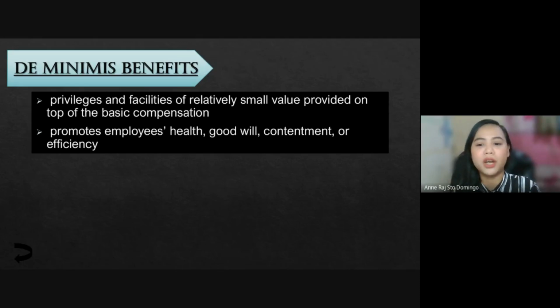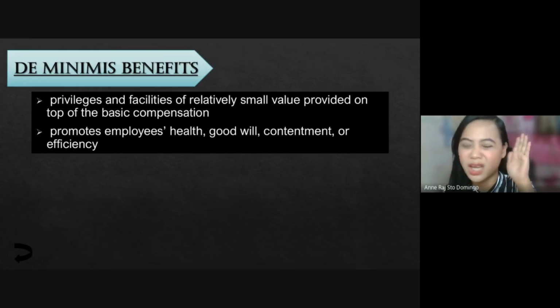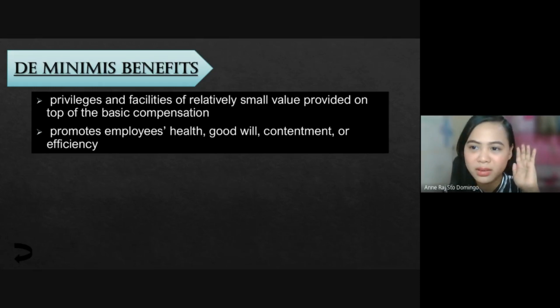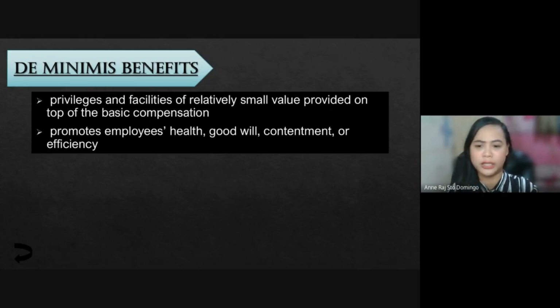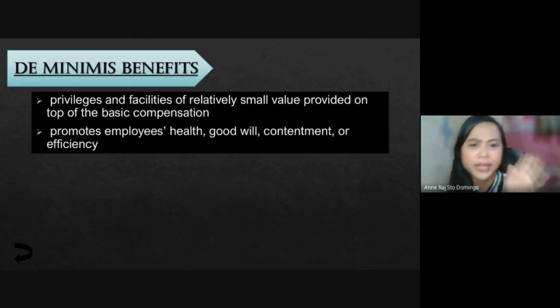Kasi normally, di ba, there are employees who look for companies that have these specific benefits, kasi dito sila mas magiging contented and mas magiging masaya. So syempre mas gusto nila yung may health benefits, ganyan. So ano-ano nga ba itong mga de minimis benefits na to? Anyone who has an idea? Sige, kahit mga guess lang from your prior knowledge. Sinong may guess? Ano kaya yung mga included sa de minimis?